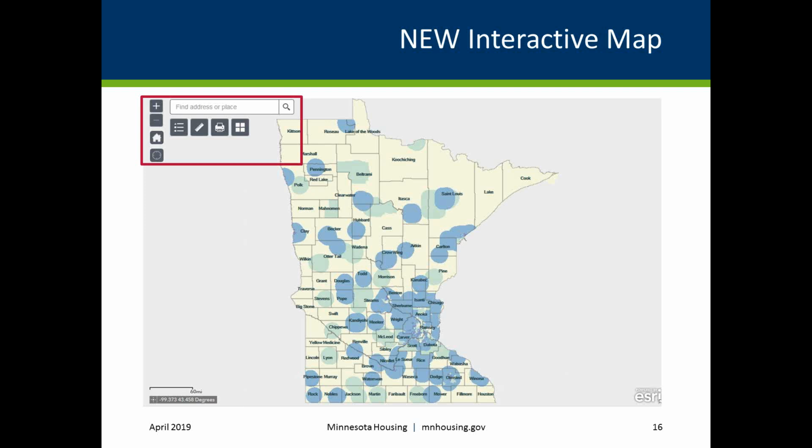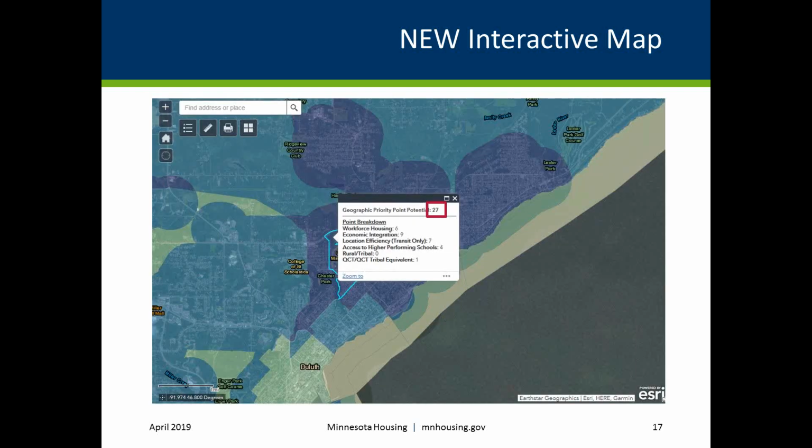In the upper left corner, there is also a set of tools available that may be helpful in navigating the map. Tools include an address search bar, legend, a measure tool used to measure distances or get the latitude-longitude for a particular location, the ability to print a map, and finally, you can change the underlying base map. Once you zoom to or search for your property's address, simply click on the map to see the total geographic priority point potential, along with the point breakdown for each individual priority.